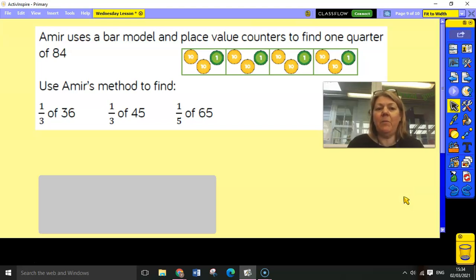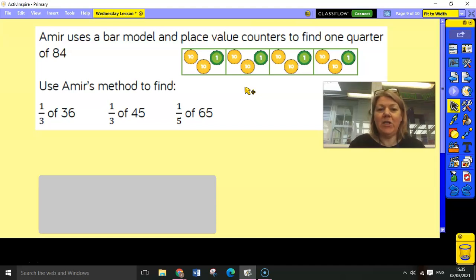Now, Amir's been using a bar model and he's been using place value counters to find quarters, okay? And you can see that he's partitioned his 84 up into his 10s and his 1s, a little bit like we did before. So I want you to use Amir's method to find 1/3 of 36, 1/3 of 45, and 1/5 of 65. You might just want to use numbers, you don't have to draw place value counters. Can you have a go at that? Again, the answers will be in the Google Drive for this question. In a moment, I'm going to ask you to pause, have a go at those questions, and then hop over to the Google Drive to see if you were correct. Be your own teacher, mark your own. Pause now.